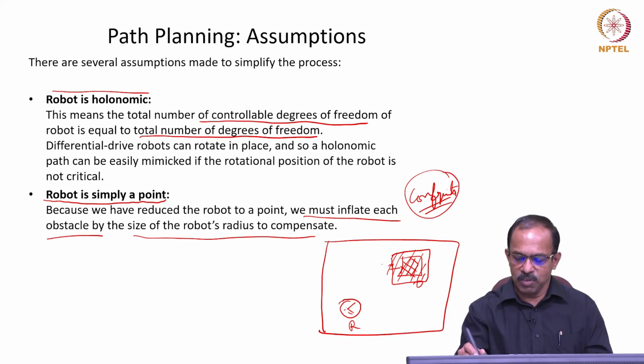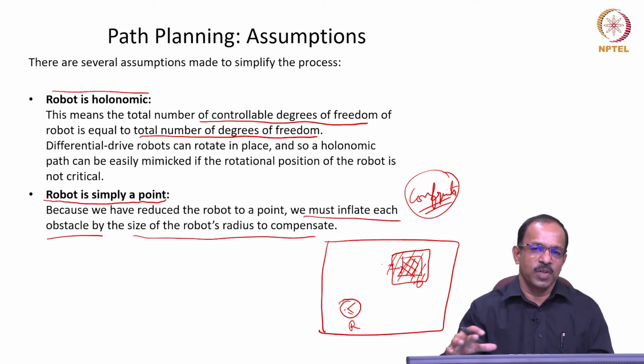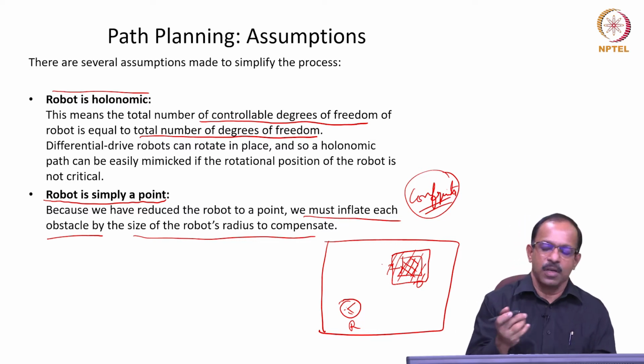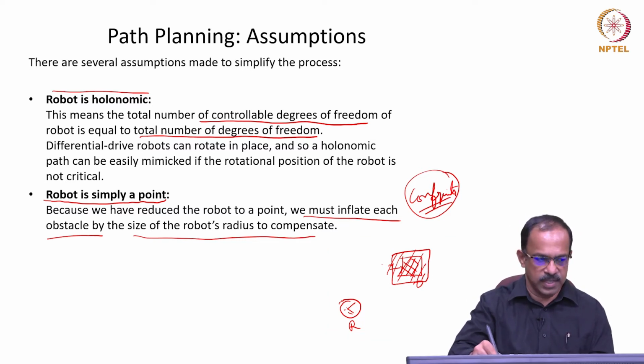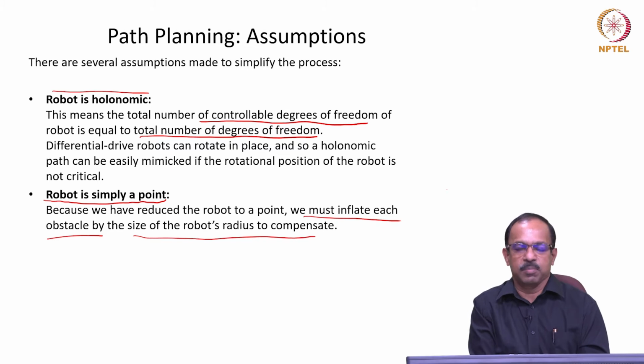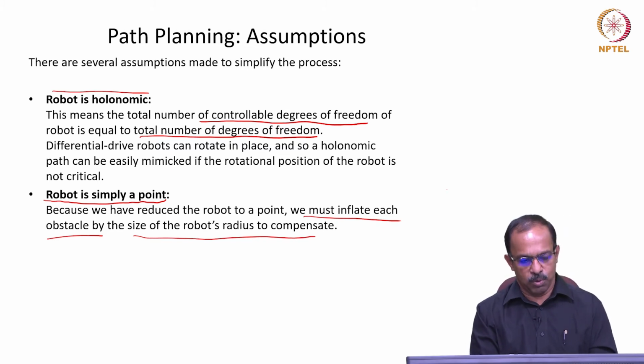So, actual space will be having a smaller obstacle, but in the configuration space we assume that the obstacle sizes are enlarged in order to take care of the robot size. So, that is basically the two assumptions that we make in planning for the path planning of the robots.